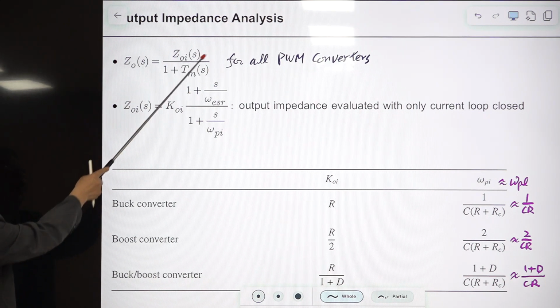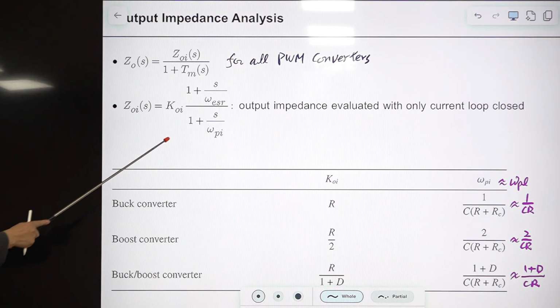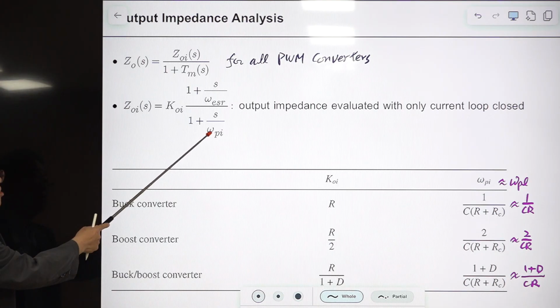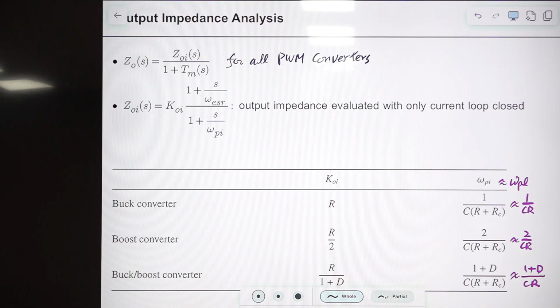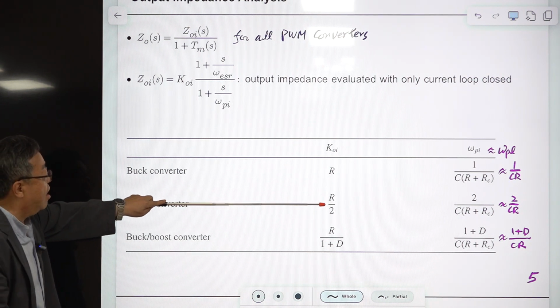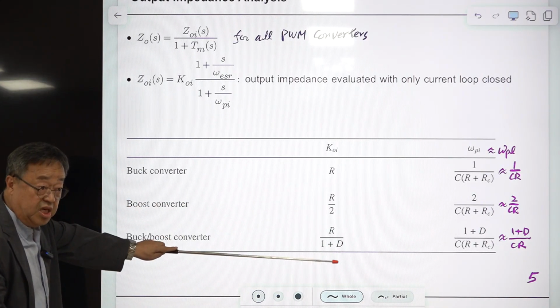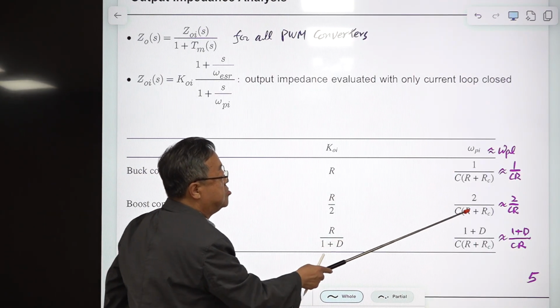This expression can be simplified like this. This one is GOIS, not the whole thing. GOIS has a zero here, which is the ESR zero, and it has a pole. The expression of the pole is this one, omega Pi, and a constant gain. This table summarizes the expressions of KOI, the DC gain, and this pole for three different PWM converters: buck converter, boost converter, and buck-boost converter. So this is R divided by 2, R divided by 1 plus D, where D is the steady-state duty ratio, and this omega Pi is this one, this one, this one.